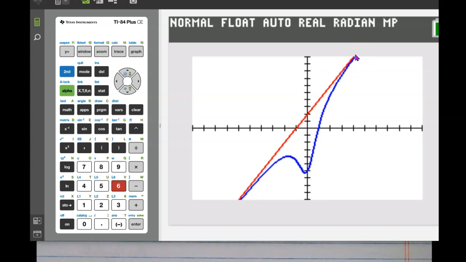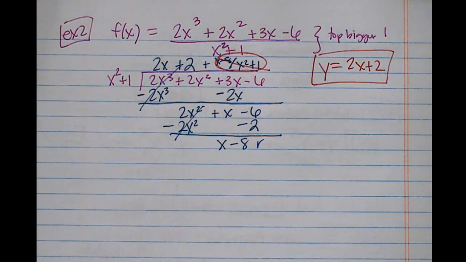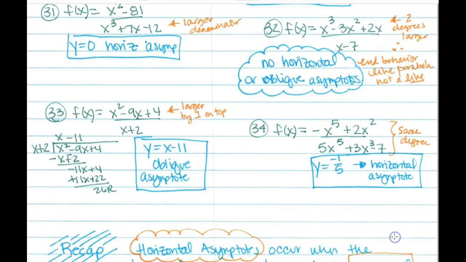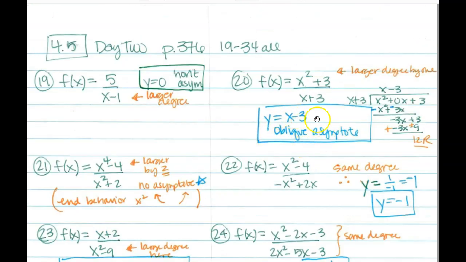Pretty cool, right? So what your homework for me tonight is, you've got these problems already worked out that were the ones we went over in class. So all the ones that you said, no, it's bigger, larger on top. So number 20, you need to go back and find the oblique asymptote for. So it's the same set of problems, but you're only doing the ones where it's bigger by 1 on the top. Does that make sense? So you'll have to look through them and pick them out.